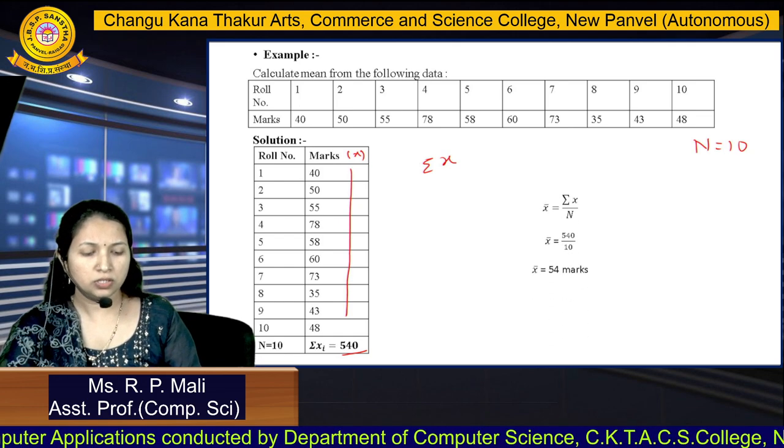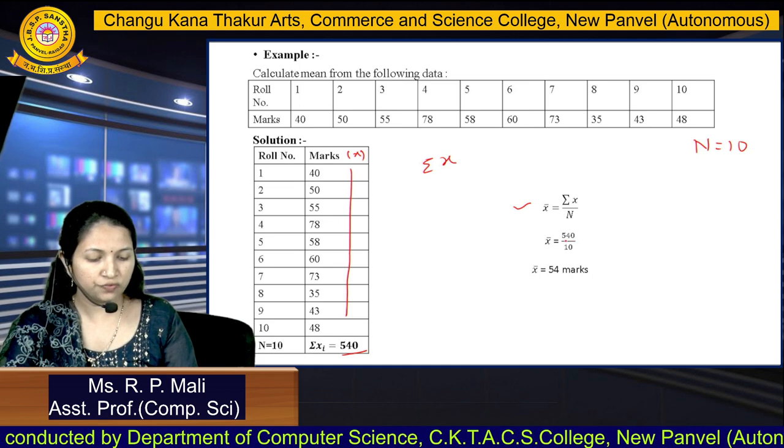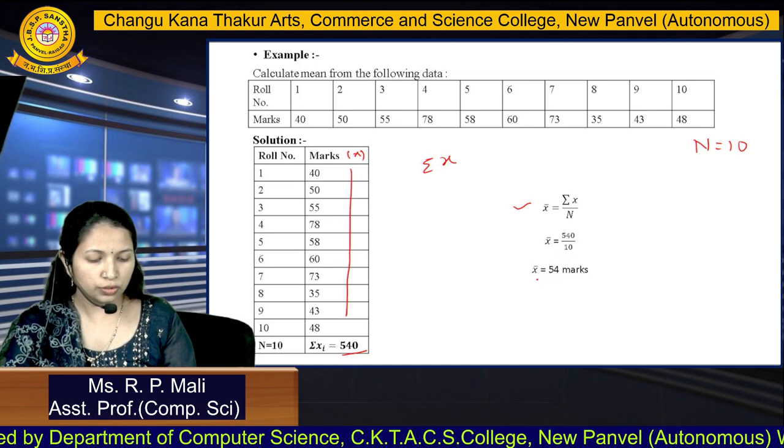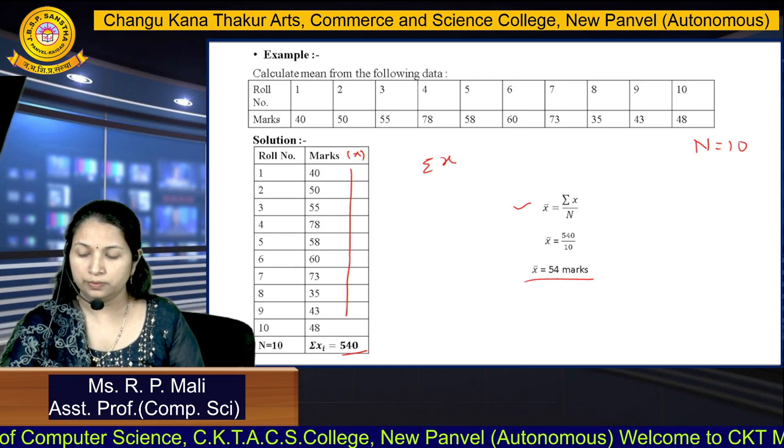540. Okay, so again we are going to write the formula. We are going to put all the values, that is 540 divided by 10. So the total mean is what? 54 marks.